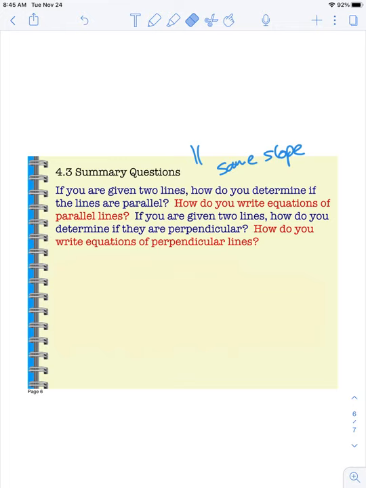If you are given 2 lines, how do you determine if they are perpendicular? Perpendicular lines have opposite reciprocal slopes. And how do you write equations of perpendicular lines? Very similar to parallel. First you need to find the slope, and then you can either choose to use point slope and convert to slope-intercept, or plug in x and y and find the intercept.